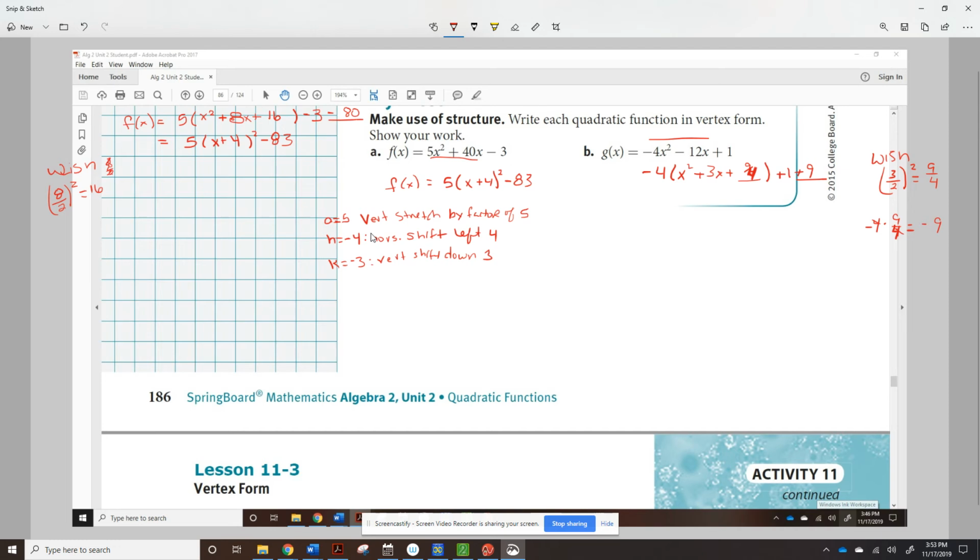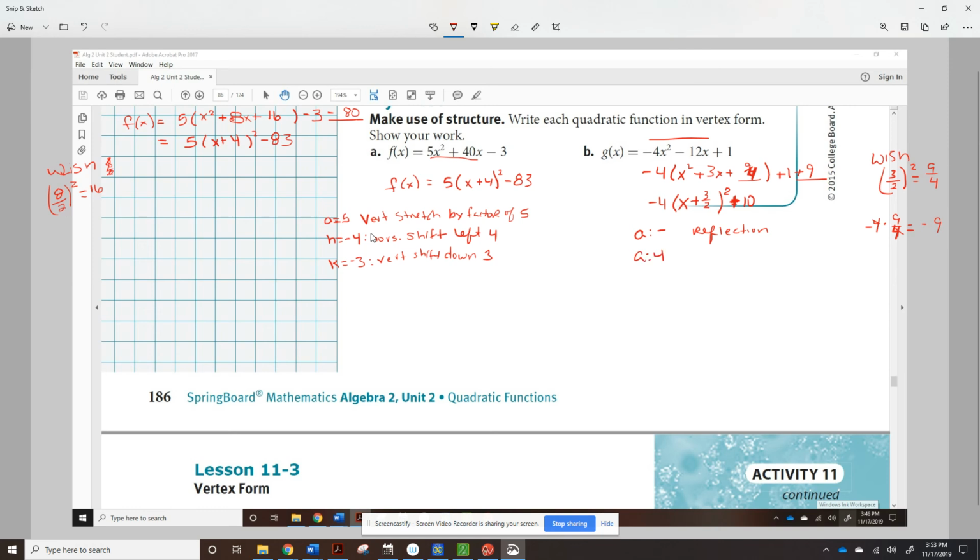Why did I do this? Why did I wish for this number? So that I could write this in its factored form. Its factored form is x plus half of 3, or the square root of 9/4 squared, plus 10, combine like terms. So here, my A is negative, which is a reflection. Or you could say flip it over the x-axis, so it's reflection.